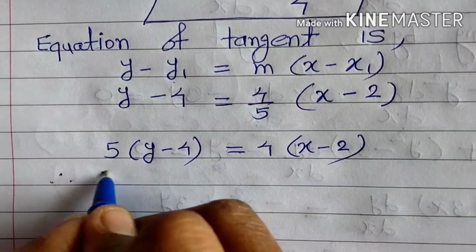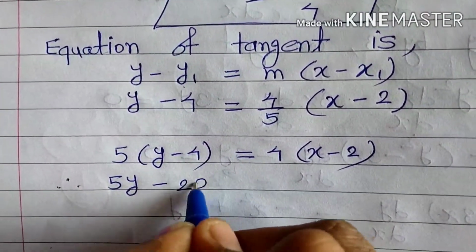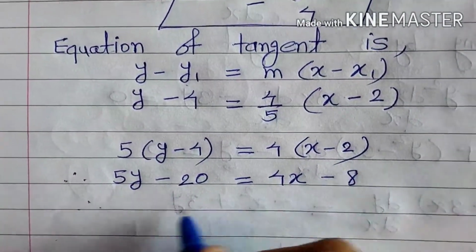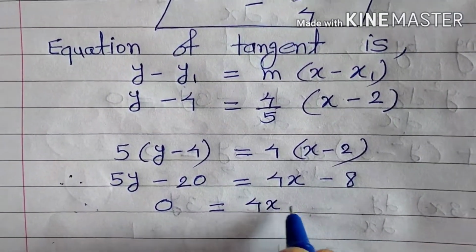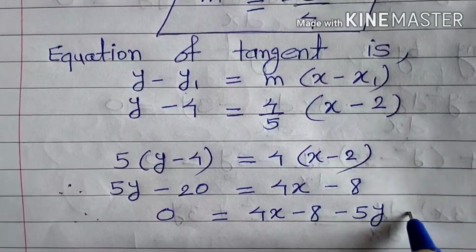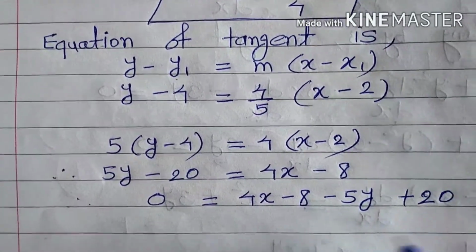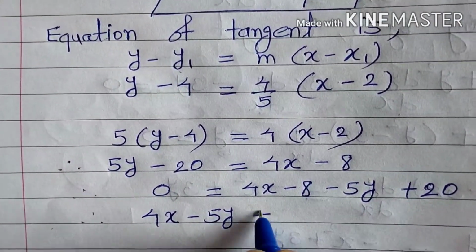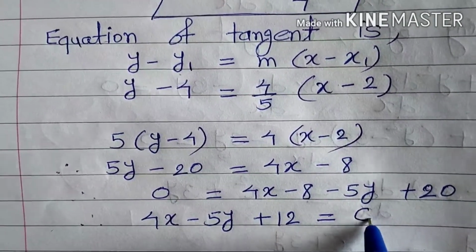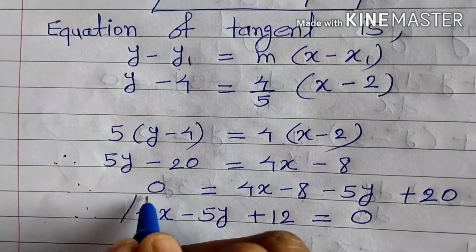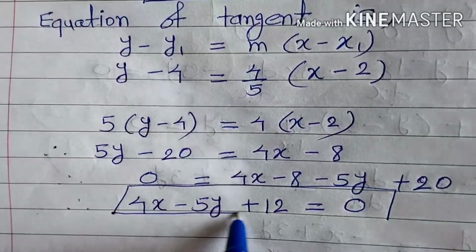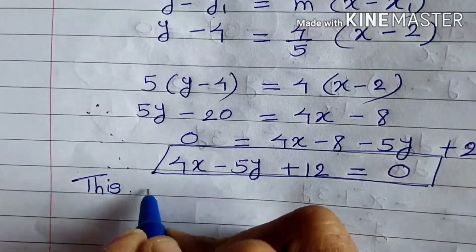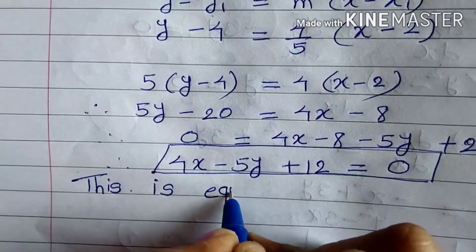Therefore multiply this 5 in the bracket. 5y minus 20 is equal to 4x minus 8. Now take all the terms to one side, so it is 0 is equal to 4x minus 8 minus 5y plus 20. So write it properly: 4x minus 5y plus 12 is equal to 0. So this is the equation of tangent.